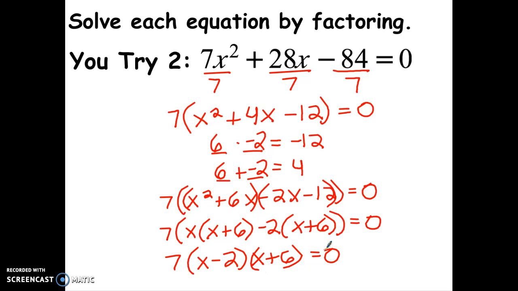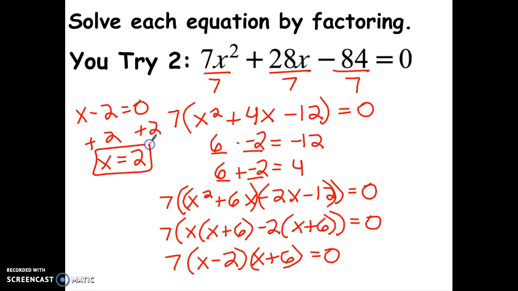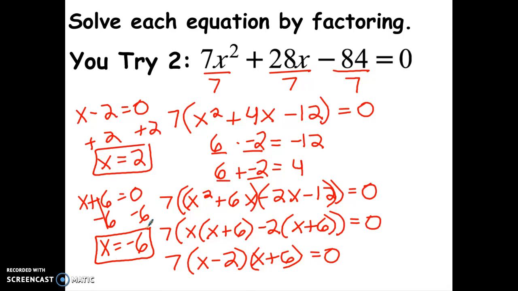And now remember, our next step, we need to set our binomials equal to 0 and then solve. So we got x minus 2 equals 0, add 2, x equals 2. And then we have x plus 6 equals 0, minus 6, x equals negative 6. So hopefully you guys got 2 and negative 6.